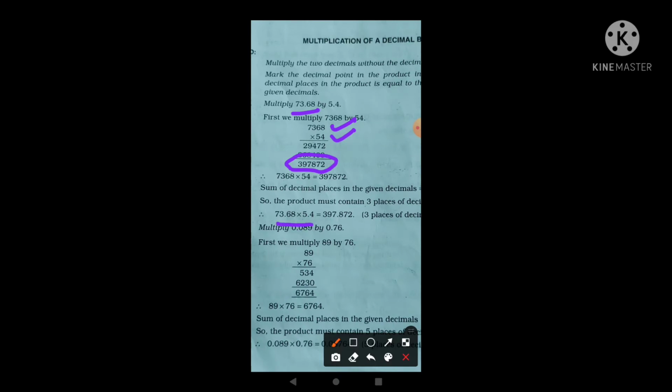See how it is written here. We will write the product first, then we will count the decimal places in the decimal numbers. In the first, the decimal places are 2, in the second it is 1, so 2 plus 1 will be 3. So in the product we will put the decimal 3 places from the right, so the decimal places will be 3 in the product. You can see 1, 2, 3, it will come here. So this is our required answer.